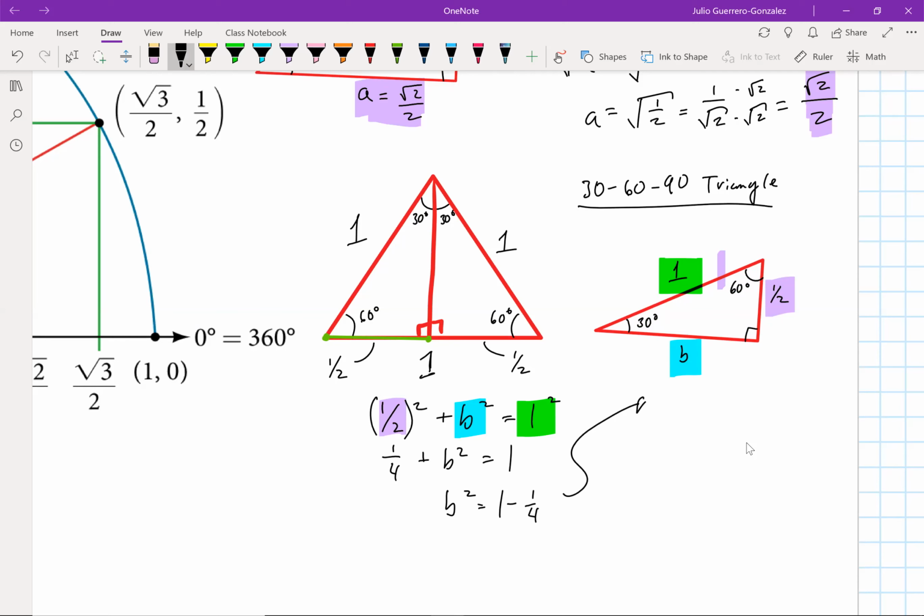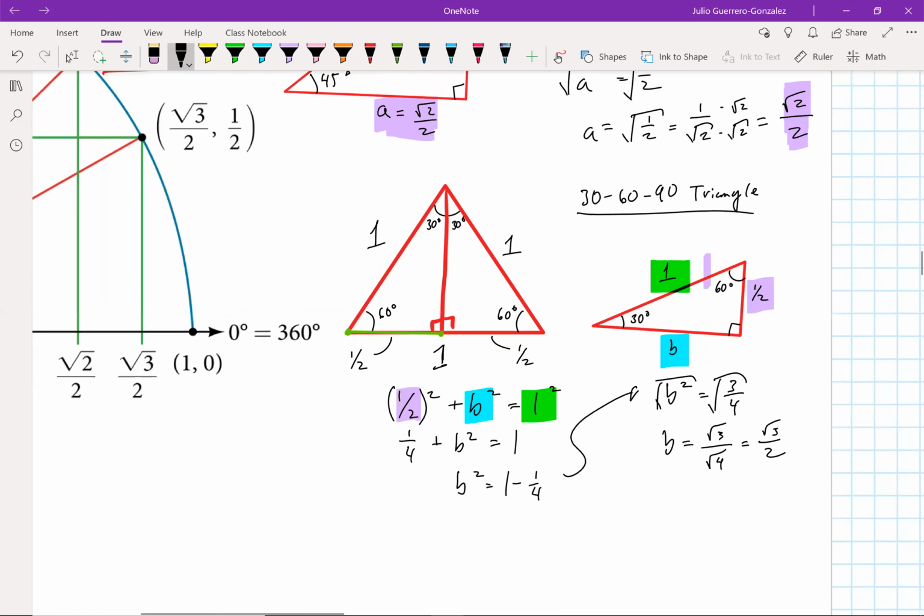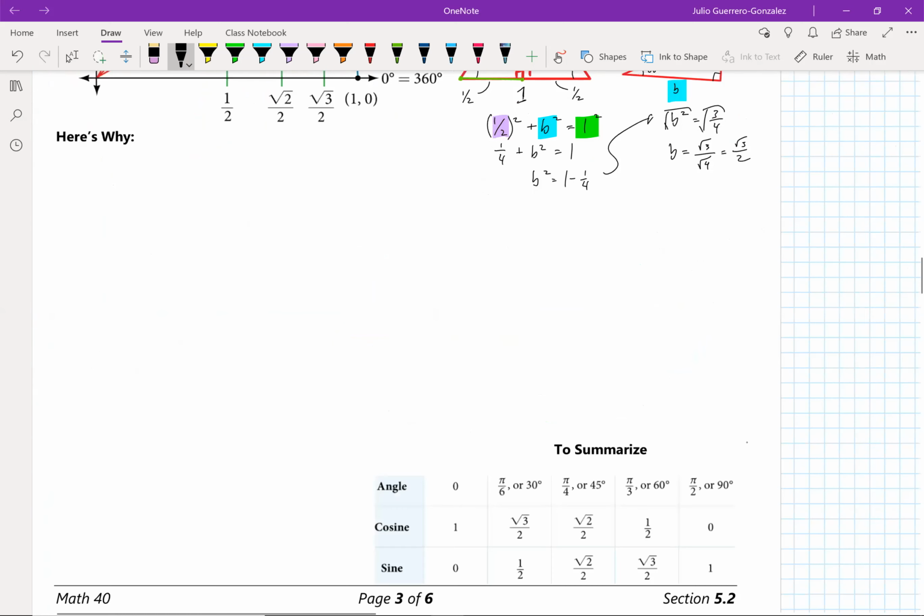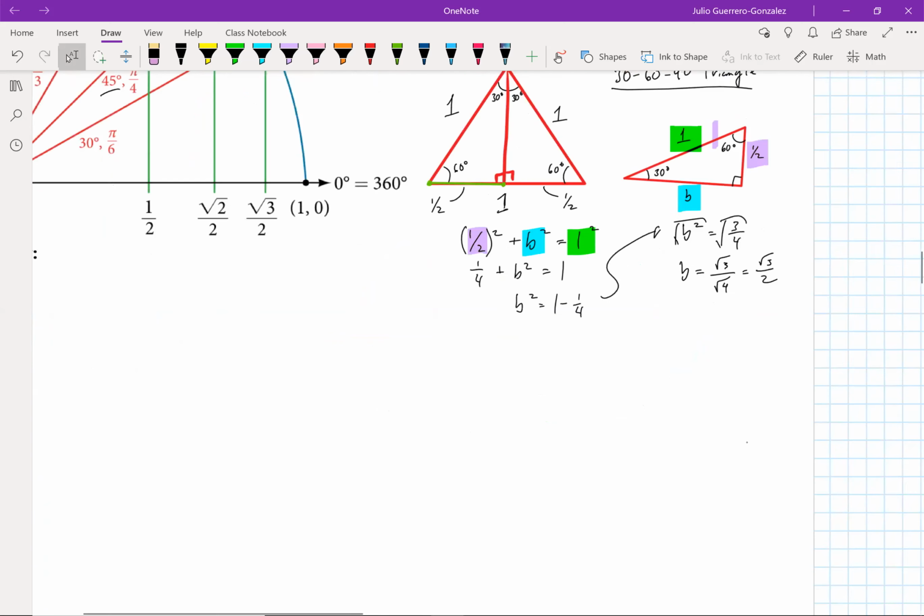Okay, so now B squared is equal to 3/4. Square root both sides. B is equal to root 3 over square root of 4. But we know the square root of 4 is 2. So root 3 over 2. Okay, so the two triangles that we're going to need here are basically these two.